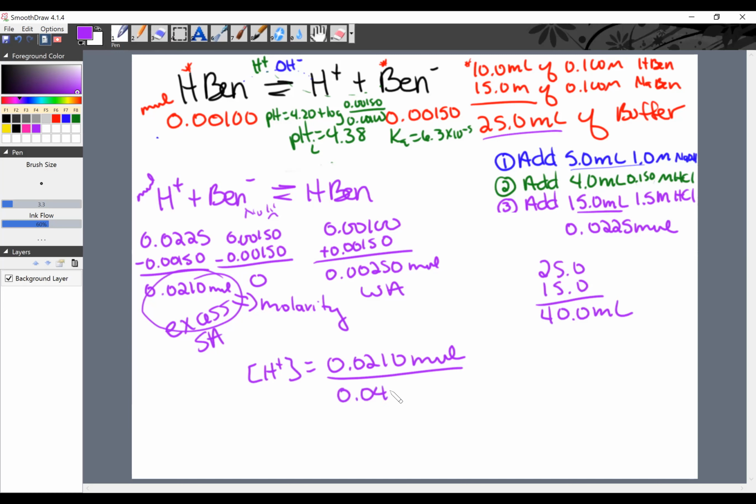Convert that over to liters. And I have 0.04, 0.525. So I have a 0.525 molar solution. Hey, I started with a 1.5, so my buffer did something. Okay, but I have a 0.525 molar solution. Double check that again. 0.021, 0.04. Yep. And then I'm going to take the negative log of it. And my new pH is 0.2798, so 0.280.